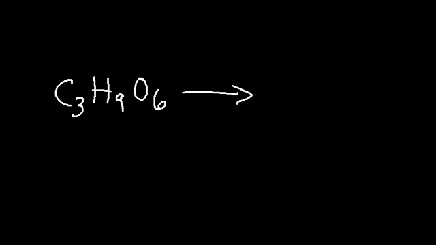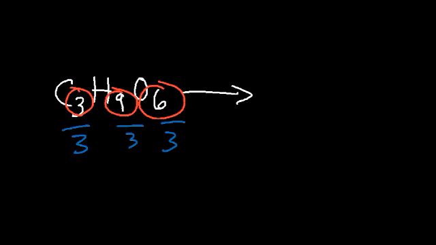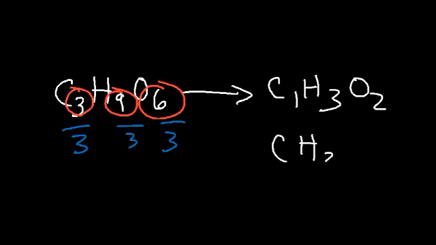So let's say you have the formula C3H9O6. Given the molecular formula, how can you find the empirical formula? The empirical formula is the one that has the lowest ratio of subscripts. Notice that we can simplify the numbers 3, 9, and 6. Each of these numbers is divisible by 3. So the empirical formula of C3H9O6 is C1H3O2, or simply CH3O2.